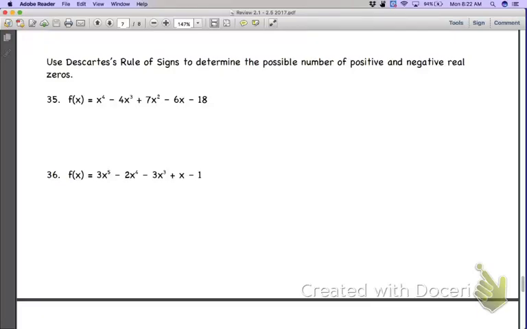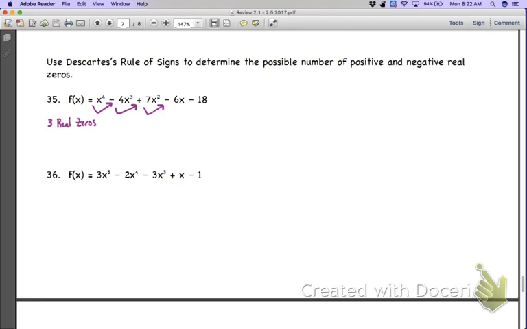Okay, so with Descartes' rule of signs, basically the first thing you want to do is figure out how many zeros, or possible zeros, you're going to have. So from here to here, there's one sign change, right? And then it goes from negative to positive again, so there's another one. Positive to negative, and then negative to negative, so nothing happens, right? So there are 3 sign changes, so that means that there are 3 real zeros.